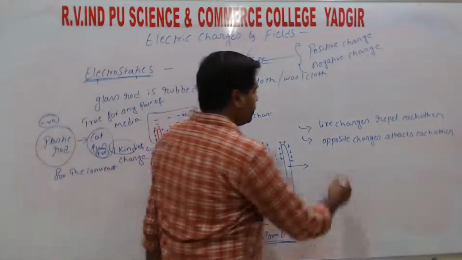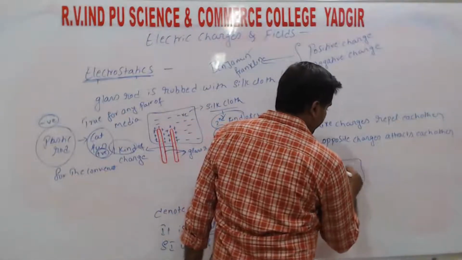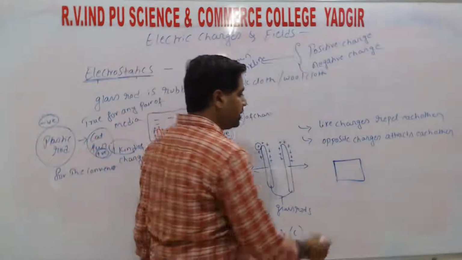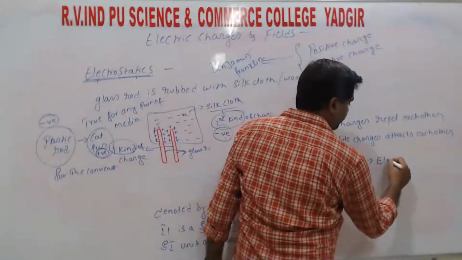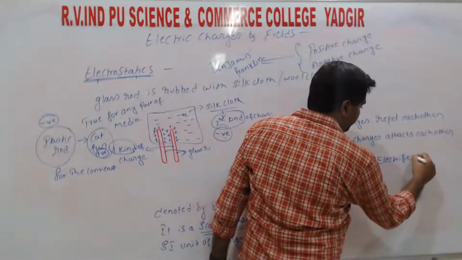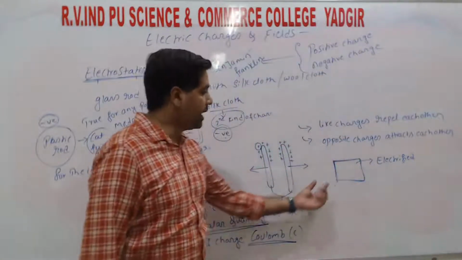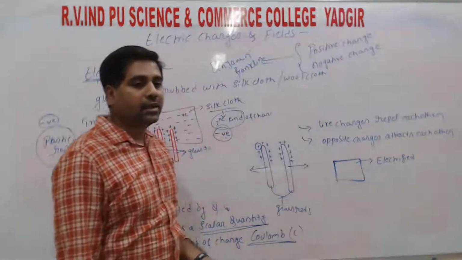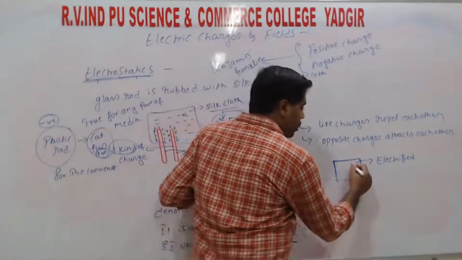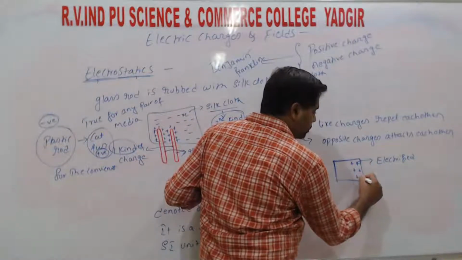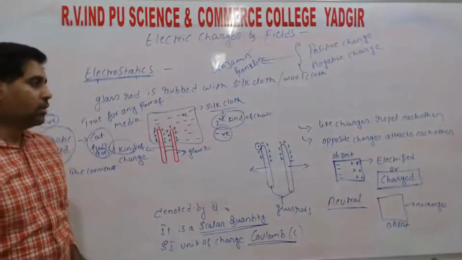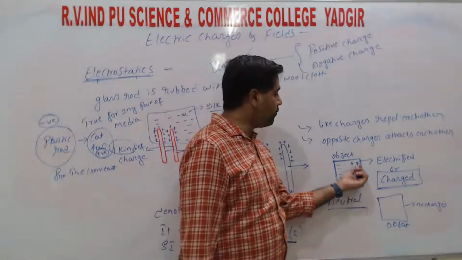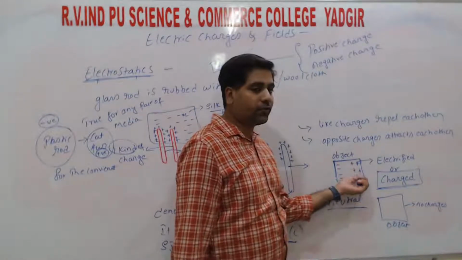Next, if we have any material or any object or any body, when do we say that this object is electrified, right? If any object possesses electrical charges, then we say that the body is electrified. Possesses means that the object has either a positive charge or a negative charge. How do we say that this object is charged? How do we find that this object consists of charges?